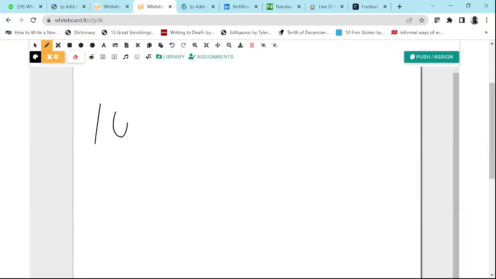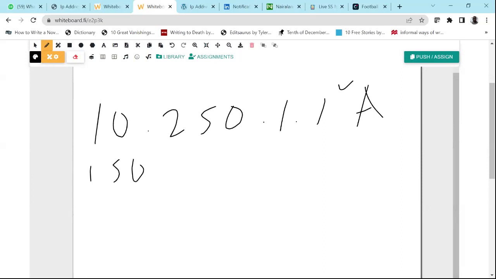All right, so for instance, we have 10.250.1.1. Which class of IP address is this? Class A. Okay, that's class A. Okay, we have 150.10.15.0. Which class is this?